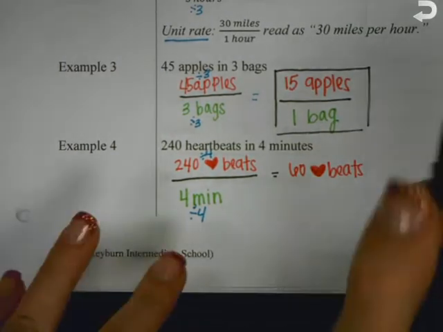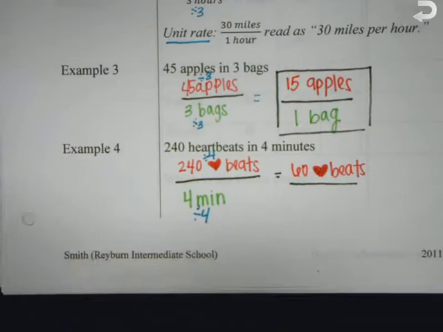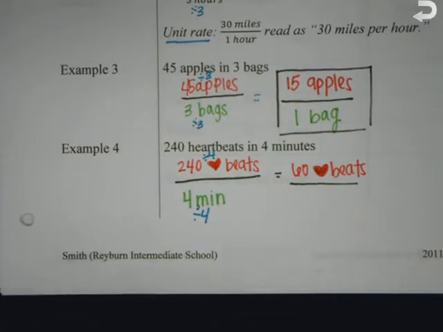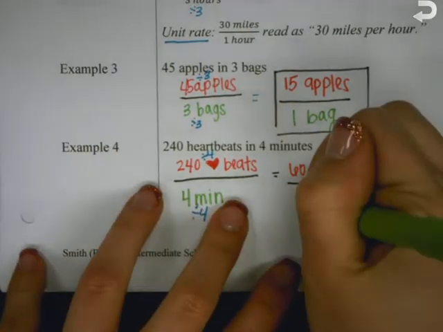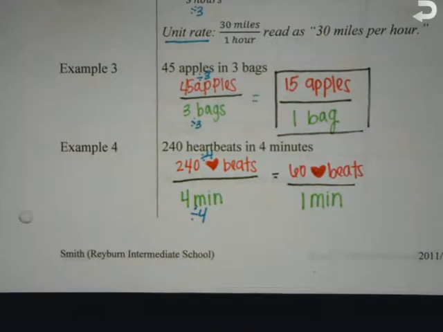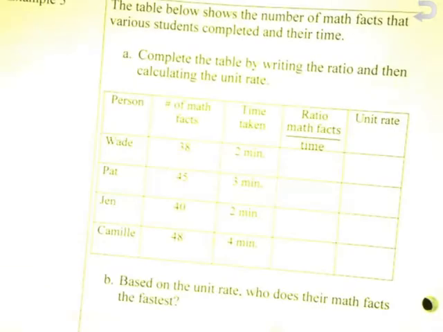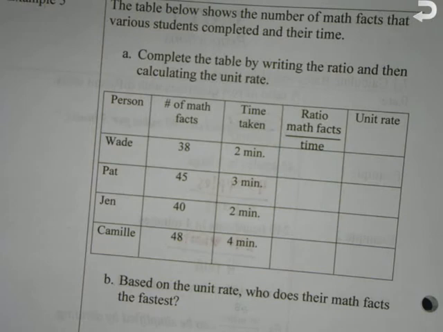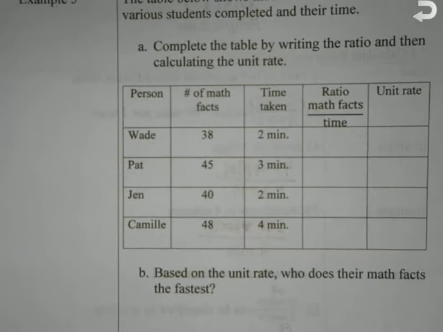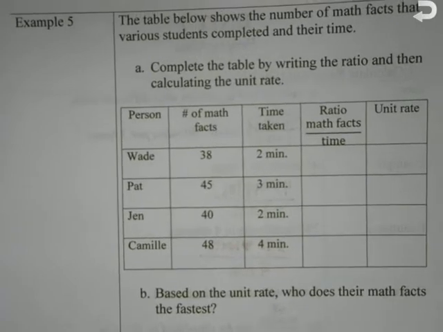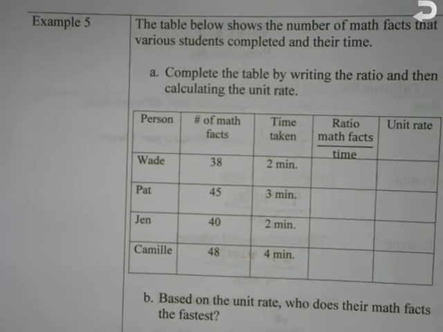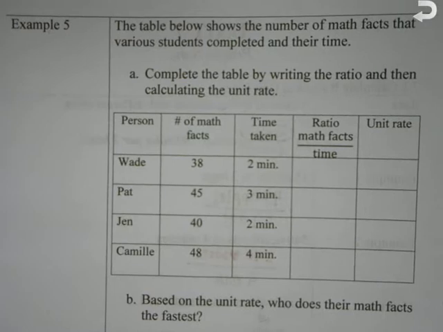Example 5. Okay, the only reason why we are doing one like this is because a lot of your homework has charts like this, and I want to have one done. So the table below shows the number of math facts that various students completed and their time. Part A, you need to complete the table by writing the ratio and calculating the unit rate. We are going to fill out the whole thing together. Right now, I just want you to write the table.